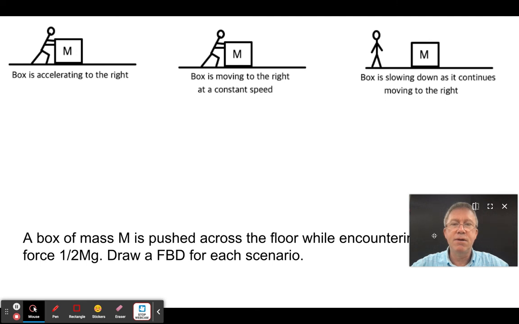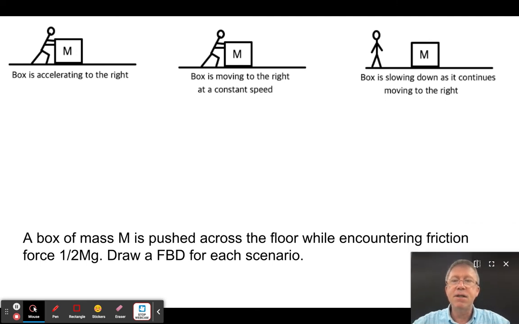I think I have one more here. Okay, so here's what I got. I have a box of mass m being pushed across a floor while encountering a friction force that's equal to 1/2 mg. I want to draw a free body diagram for each one of these. So I have a box that's accelerating to the right as a result of this. So this line represents mg. I don't know what m is, so all that matters is that this one is the same length as this one. But we don't always get numbers. And I'm going to have an applied force going this way. And since it is accelerating to the right, what I know is the friction force has to be less than that.